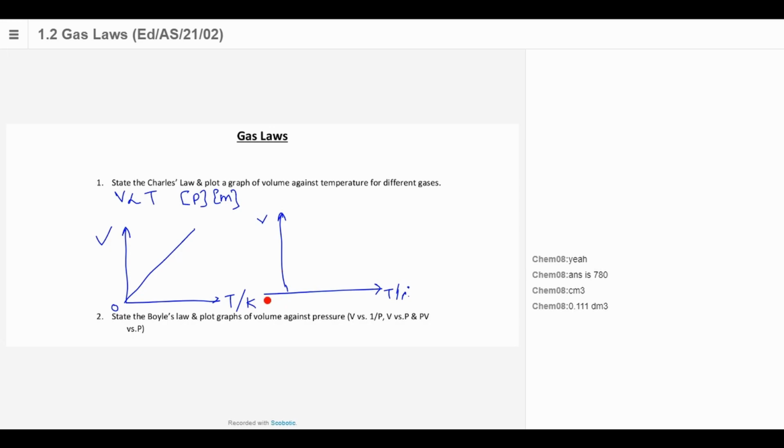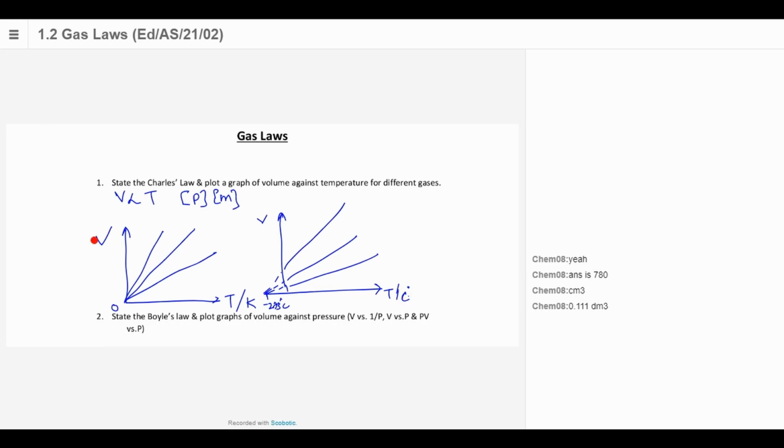0 Kelvin is minus 273 Celsius. That's the absolute zero. 0 Kelvin is absolute zero. So you get a line like this. Of course, you have different gases, and you get different lines for each gas, like this. So this is how the volume of a gas changes with temperature.